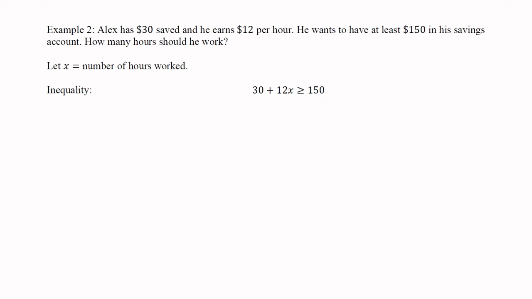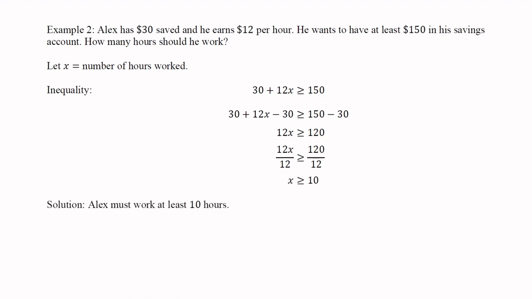And that needs to be greater than or equal to 150, so he can have at least $150 in his savings account. Now we're going to solve this by subtracting 30 from each side and then dividing by 12. And that gives us x is greater than or equal to 10. So Alex must work at least 10 hours.